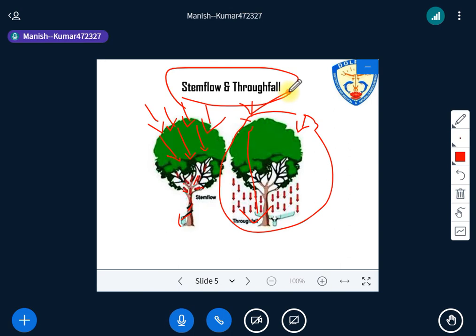So I have discussed with you the terms interception, leaf drip, stem flow, and throughfall. Now if you have any question about these four terms, first you have to ask. If you are unable to ask about any term, good.